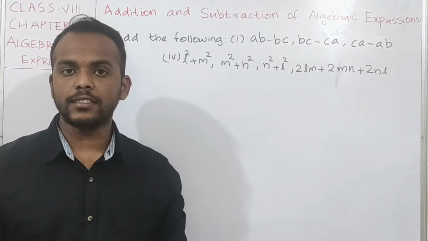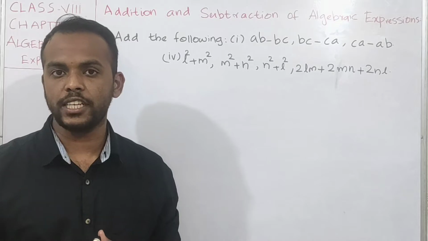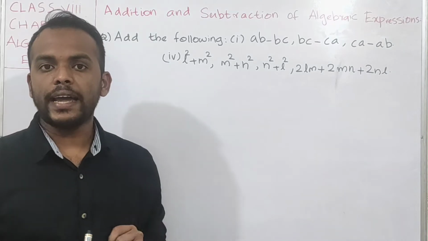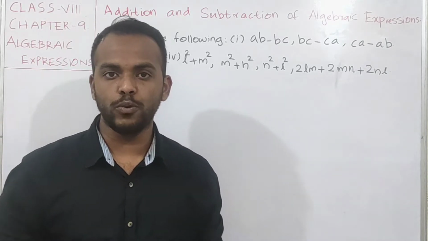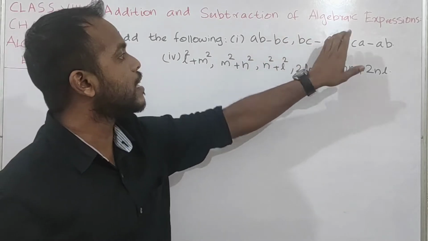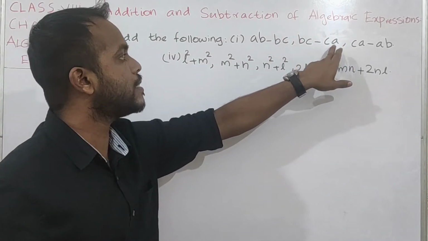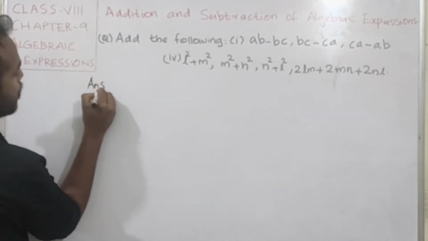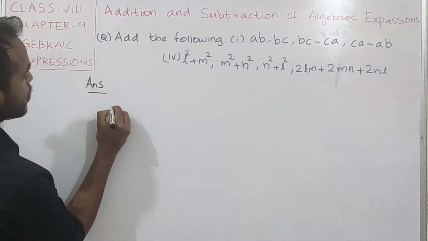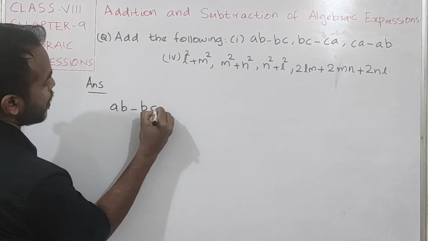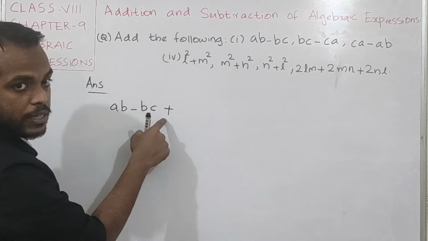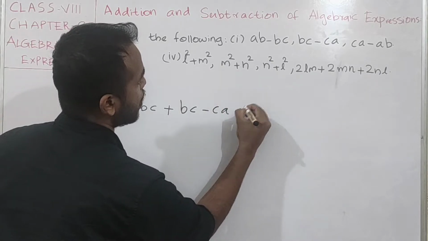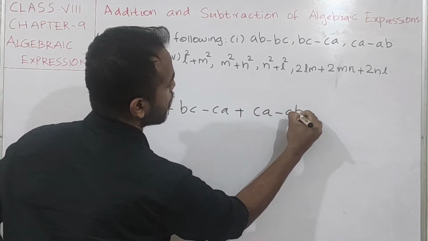In class 7, I think you would have already learned the basics of addition. Even if you have not learned, don't worry. We will start from the beginning. On this board, I have written a question from our exercise 9.1. The question was to add the three expressions: AB minus BC, BC minus CA, CA minus AB. So I am going to do the same thing. I am going to write AB minus BC, plus, since we are asked to add, I wrote the symbol plus, BC minus CA, then plus CA minus AB.